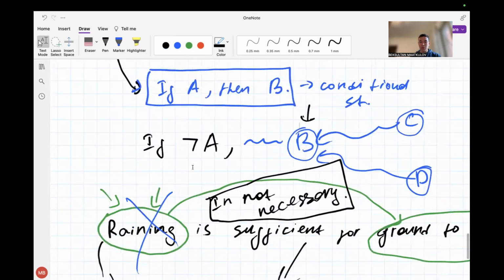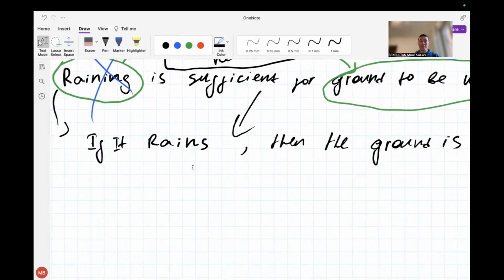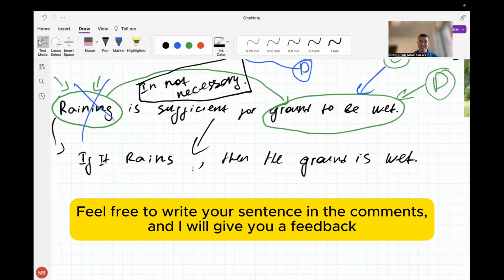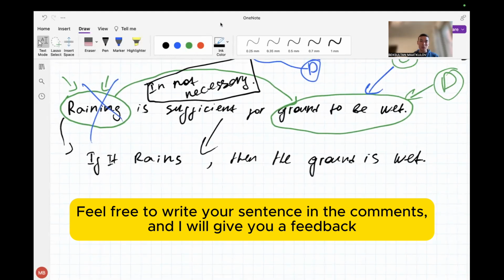But for now, please try to come up with some sentence using sufficient condition. Let's see your sentences. You could write to the chat or you could tell using your microphone.